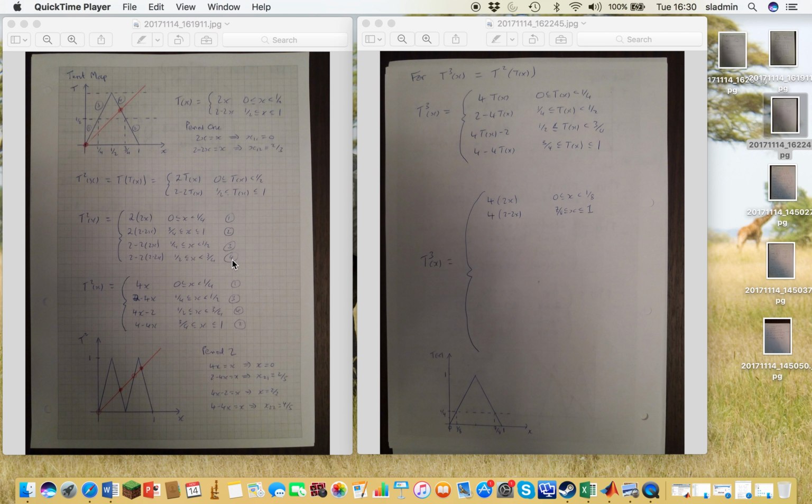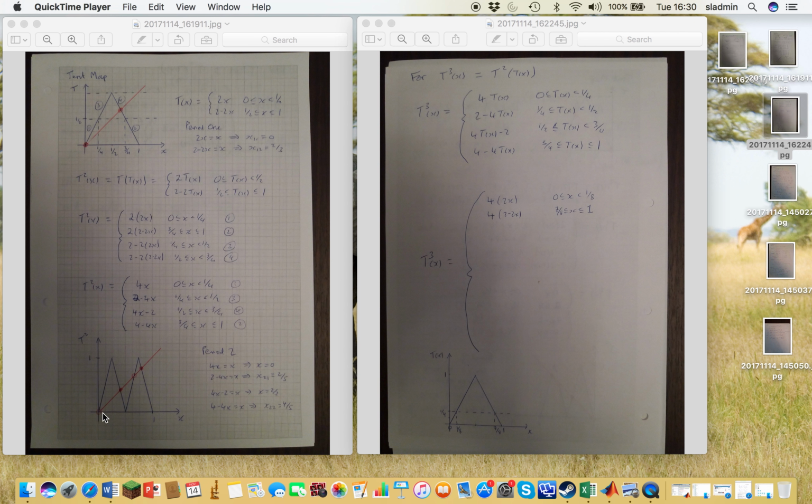Now these intervals are in the incorrect order, so we have to put them in the correct order. So 1 is in the correct order, but you'll see that 3 follows 1 because x goes between 1/4 and 1/2. So we have 2 minus 4x for x between 1/4 and 1/2. So I've put the new orders in there. This is our T squared of x, which we can easily plot because these are just straight line segments.